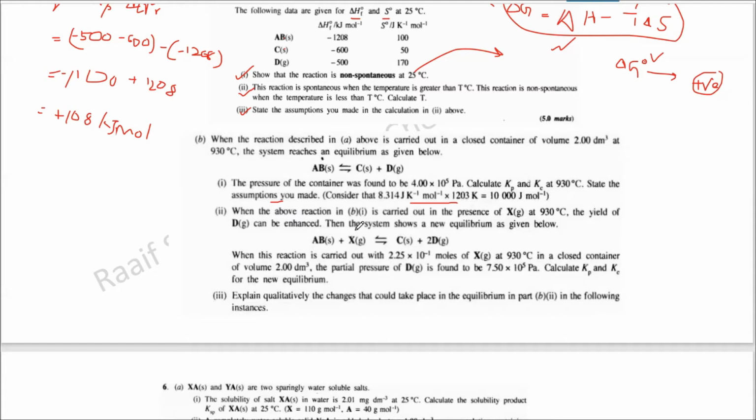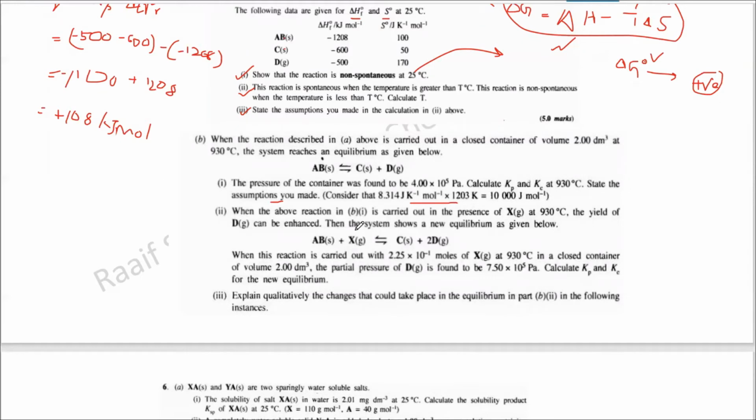So here it was AB solid, just giving the equilibrium. And now here there is an X gas that is reacting in order to give you C and 2D. Now this is modified. So I will erase this one to show the new equilibrium in the same container. So we have a new equilibrium, AB solid plus X gas, forming C solid plus 2D gas. So the amount of D formed is enhanced. That is what they have mentioned.